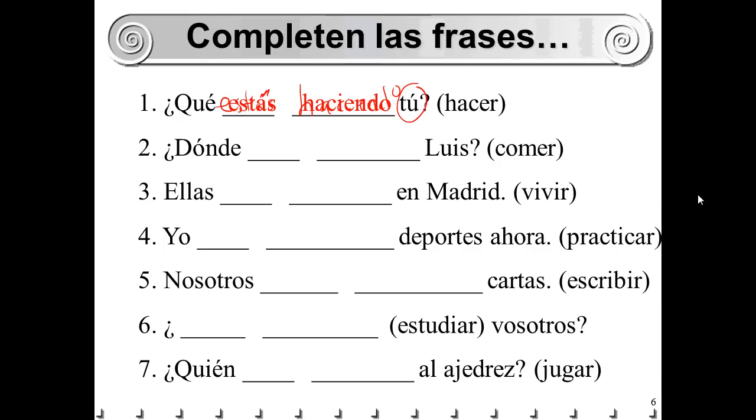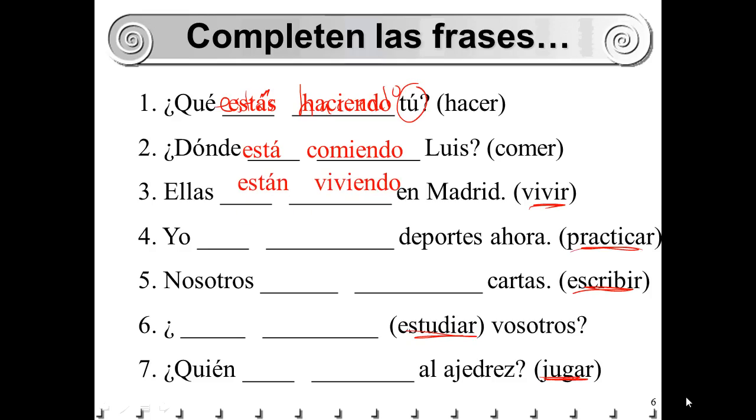The second one is, where is Luis eating? So you want to use está, okay, with Luis, which is está, and then you want to say eating, you take out the ending, and you have comiendo. ¿Dónde está comiendo? Okay, where is Luis eating? You can try the rest of them if you feel comfortable. Pause it, try to do the rest of them, and then check it. Just do not forget that estar is going with the person, and then the other verb, vivir, practicar, escribir, estudiar, that is the present progressive. That's the ando or the endo.